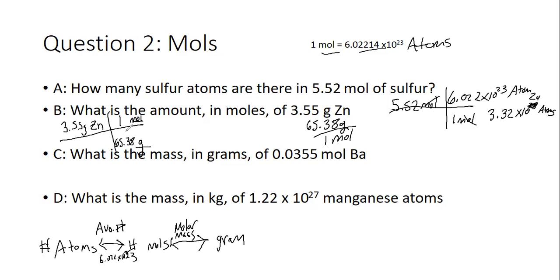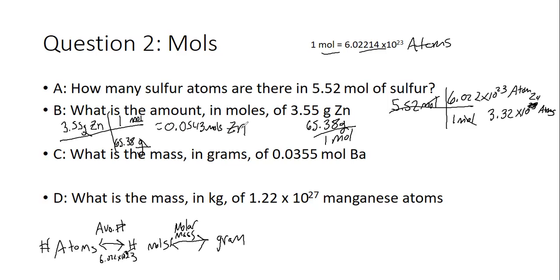Now my calculation is 3.55 times 1 divided by 65.38, grams cancel out, the number of moles in this amount of zinc is 0.0543 moles of zinc.